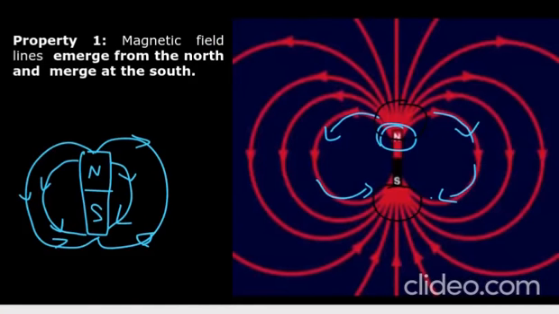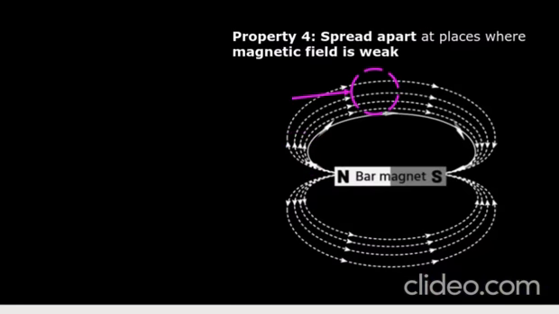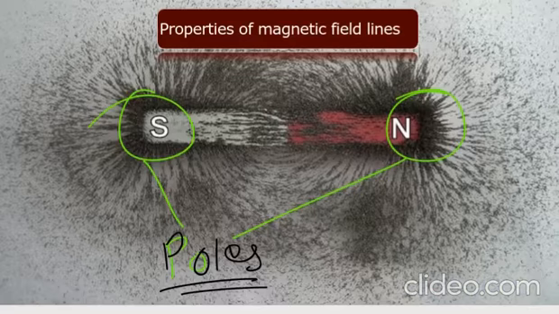It's more near the poles, and always it will be near the poles only, most of them. Okay. Next is concentrated at places where magnetic field is strong. They're concentrated, starting from those places where there is a strong magnetic field. It will be concentrated there. And they are spread apart at places where magnetic field is weak. They will come together where there is a strong field, and they will go far apart where the magnetic field is weak.